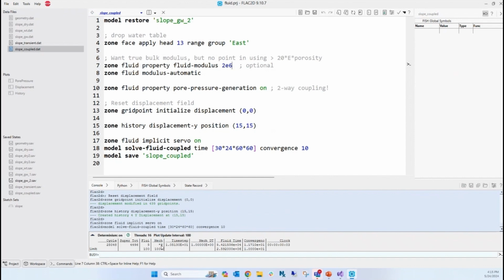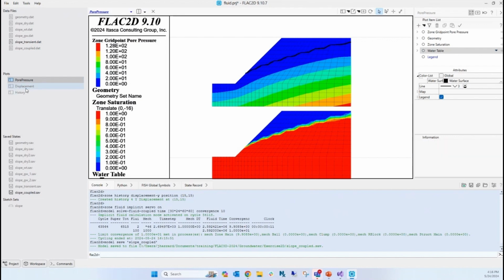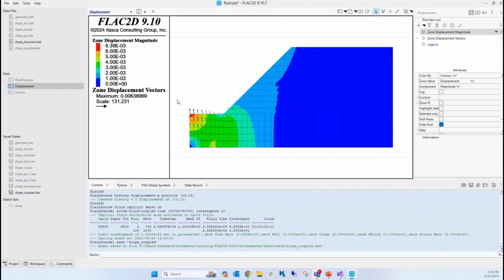So you can see down here, it's taking a bunch of mechanical steps for every fluid step. And you've got a number of cycles, which is a total number of cycles. And then you have the super total, which is basically the number of fluid cycles. So in the end, we get to the fluid time that we wanted. It just took quite a bit longer than it did with the previous method. So we should see pretty similar pore pressures here. Interestingly, we see different displacements. Again, this is potentially more accurate than the transient response. So with the mechanical affecting the pore pressure, this might be causing some of this movement here at the toe. But the displacements are pretty small, so that's not really a big deal.